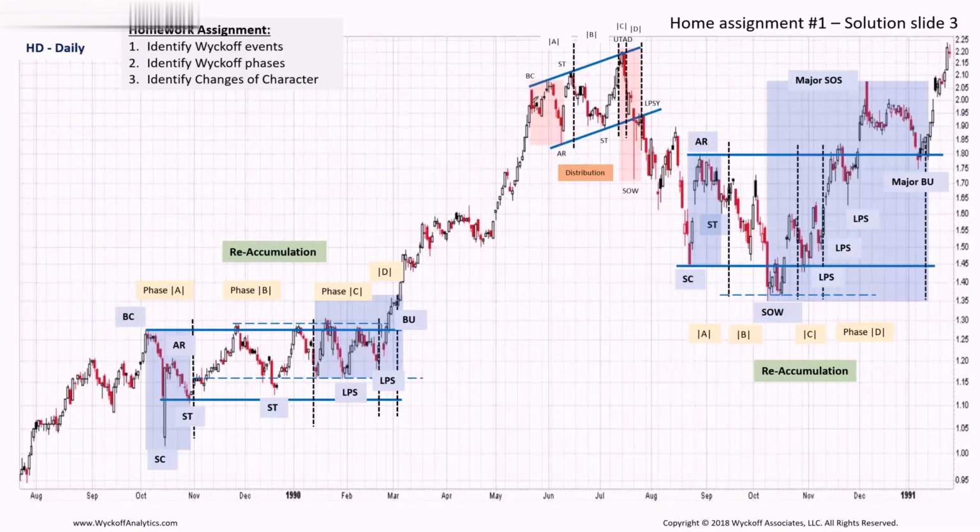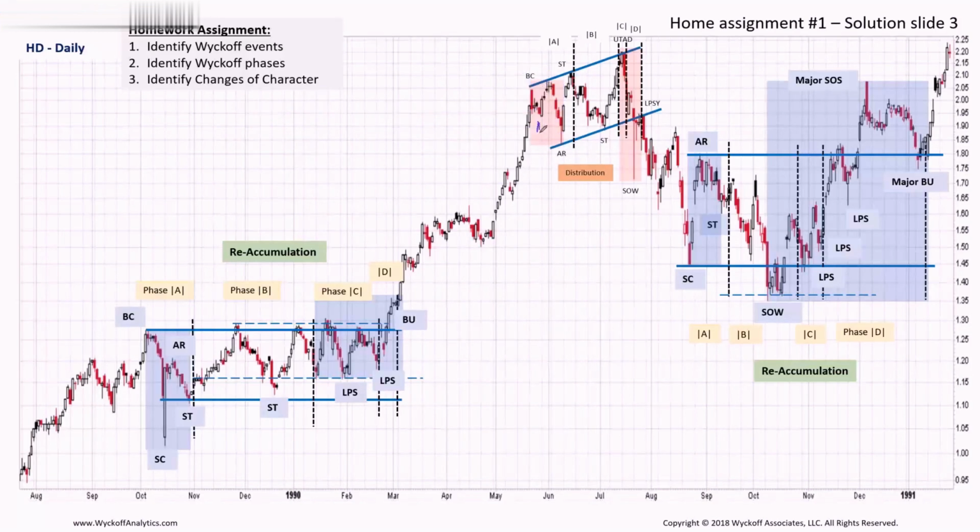Sometimes I see a labeling like this: buying climax, automatic reaction, secondary test. That doesn't necessarily make sense to me. I would rather label it differently. I would take this whole area right here and go into the intraday level. There I would think: buying climax, then automatic reaction, secondary test, phase B, phase C. And this becomes a distributional structure with a small cause to push the price lower into this low. That would make sense to me.